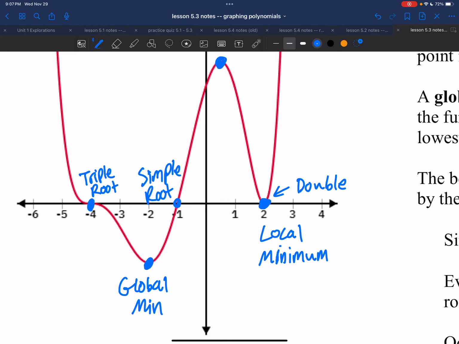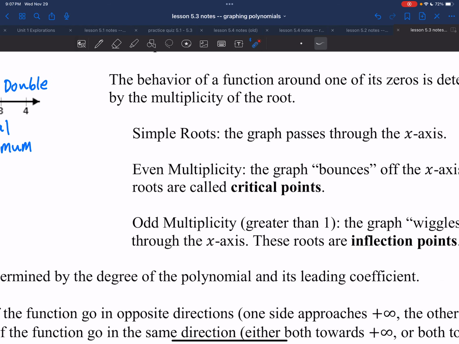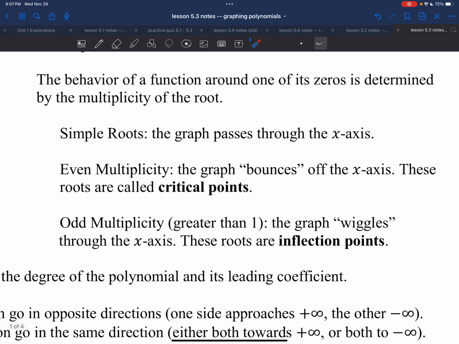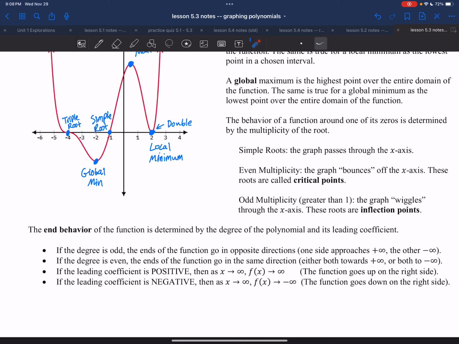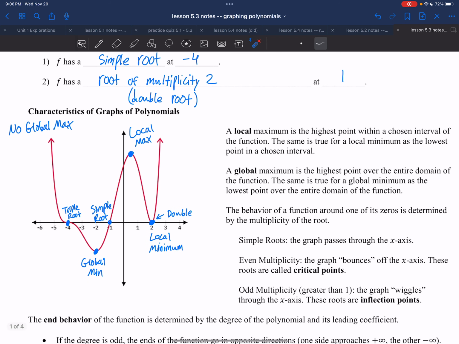And you can tell this by the multiplicities. So if it's multiplicity 1, simple root, even multiplicity bounces, odd multiplicity creates inflection points. Okay? All right. Now, the last thing to talk about, and I'm going to go back to Desmos here, is end behavior. So end behavior describes what the graph is doing on the left and right ends.